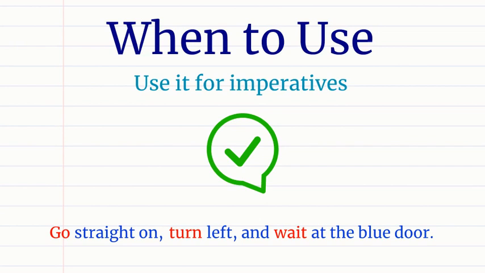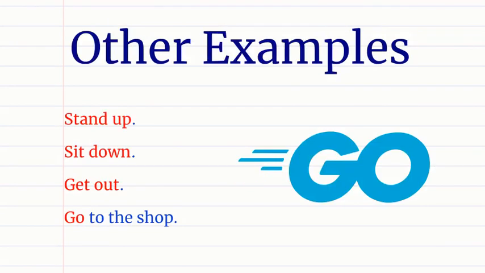That's because imperatives are usually said to a second person, you. So there's no need to say you go straight on, you turn left, etc. Some more examples here. Many imperatives are phrasal verbs. These are verbs and a preposition, as you can see, stand up, sit down, and get out.